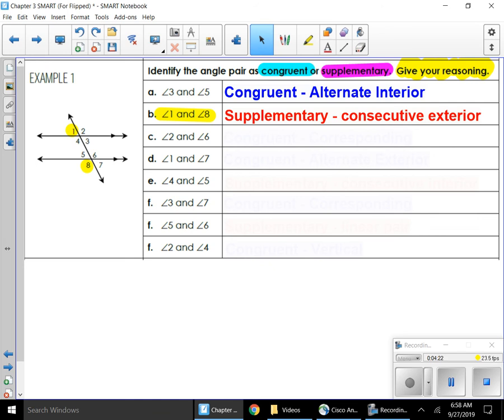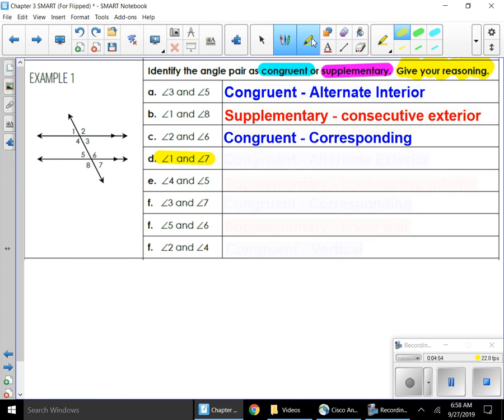Next we have 2 and 6. Now 2 and 6, one's on the exterior, the other's on the interior, so that doesn't help. But notice they are in the same position. They're both in the top right corner. So they are corresponding angles. Take a look at your notes. Is corresponding congruent or supplementary? Did you get it? Let's jump down. 1 and 7 are on opposite sides of the transversal, so they are alternate. They are also on the exterior, so they are alternate exterior angles, which makes them congruent.